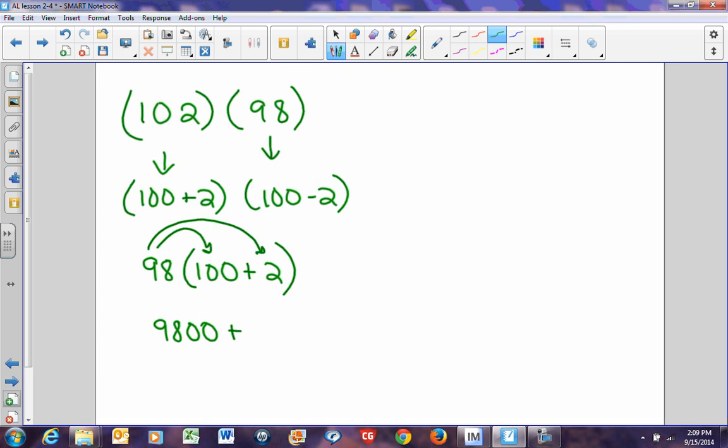98 times 2, well, 98 is slightly less than 100, so we know the answer is going to be 4 less than 200, so it's going to be 196. And when I add these together, I get, excuse me, I just made a mistake here, 9,996. I'm done.